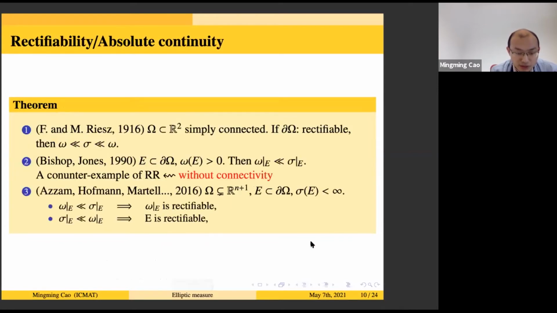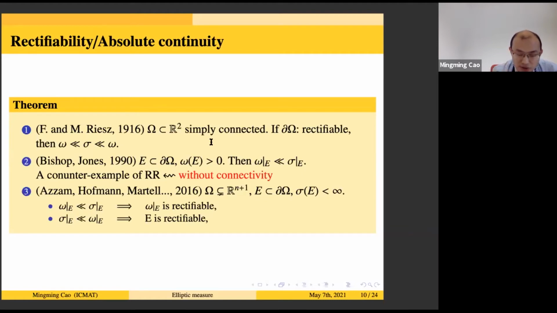Okay. Next, we turn to the absolute continuity of harmonic measure. We will use sigma to denote the surface measure, that is, sigma is the Hausdorff measure restricted to the boundary. The first result was given by F. and M. Riesz for a simply connected planar domain. If the boundary is rectifiable, then the harmonic measure and the surface measure are mutually absolutely continuous.